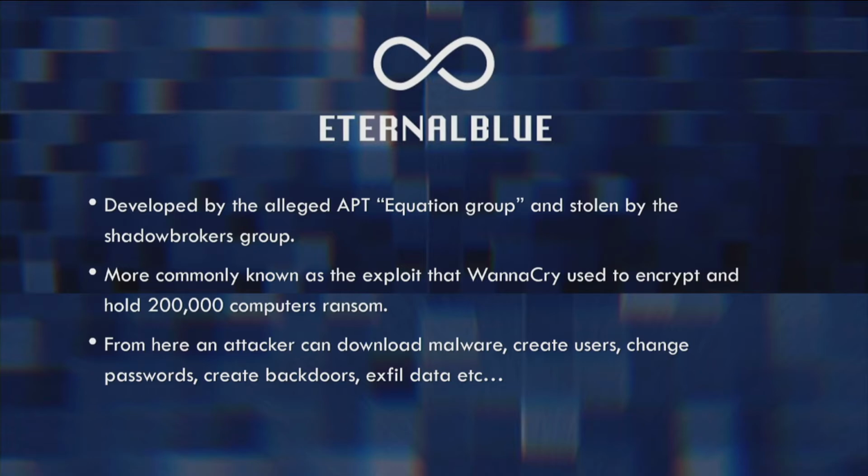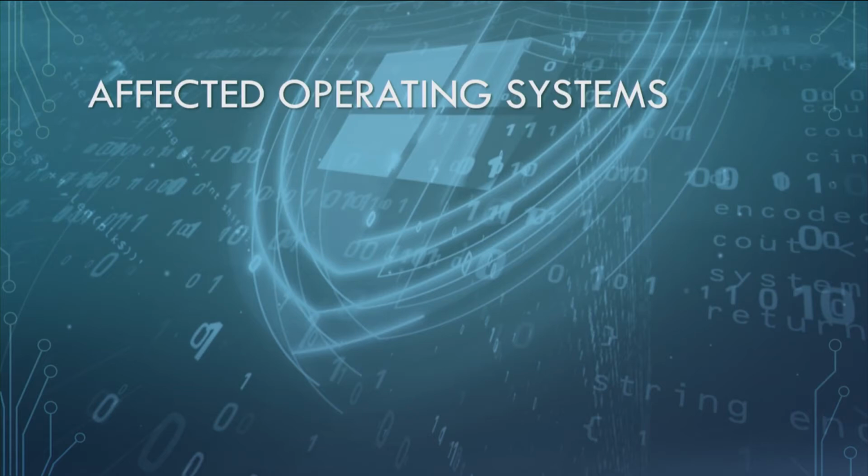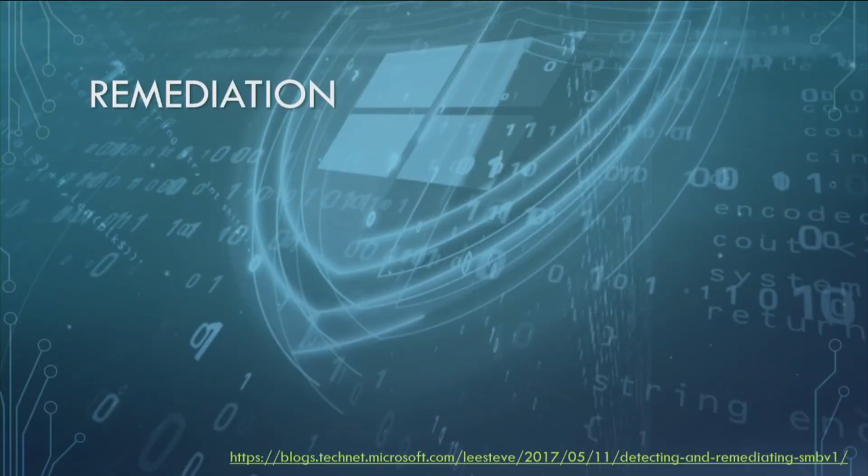Yeah, so once a computer has been exploited with that, the attacker's going to be operating at the system level, and you're basically pwned, unless you can get them off. Affected operating systems, from my understanding, basically every version of Windows that supports SMBv1 is going to have that. So the remediation for this one is a bit nicer. You can just disable SMBv1.